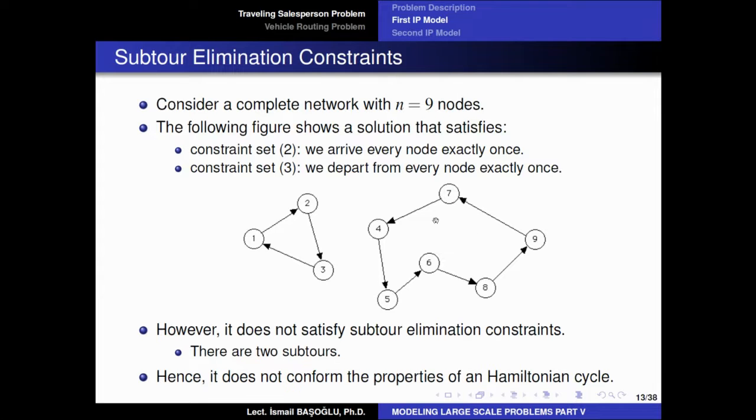But this is not enough to create a Hamiltonian cycle, because a Hamiltonian cycle is a single cycle. We have two cycles here which are distinct from each other. Therefore, in this solution, we are not starting from one point, visiting all cities exactly once, and coming back to the first one. So this is a solution which has two subtours. So we need to write a subtour elimination constraint in our model. Even though this solution is feasible for the second and third set of constraints, it is not a Hamiltonian cycle.